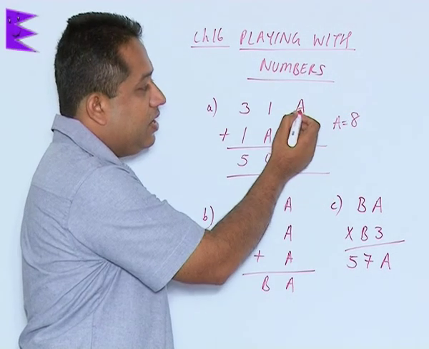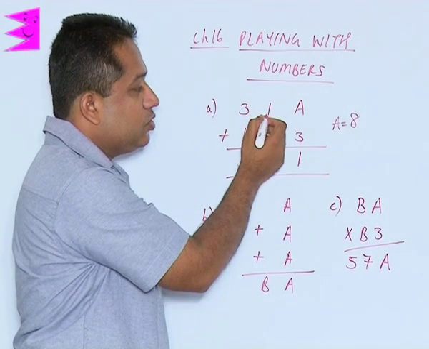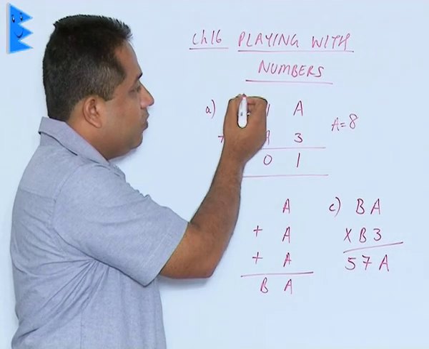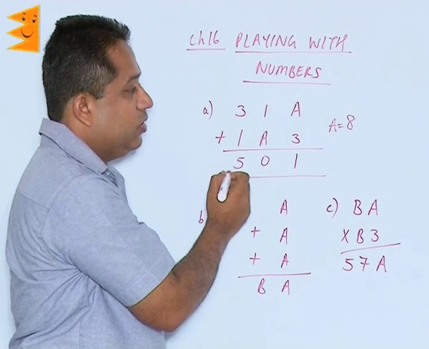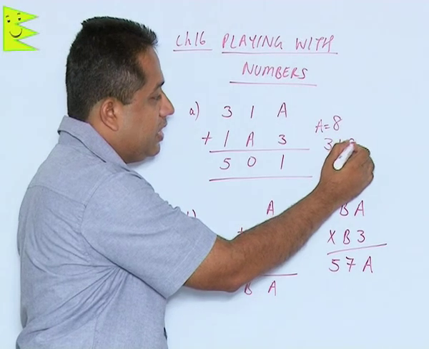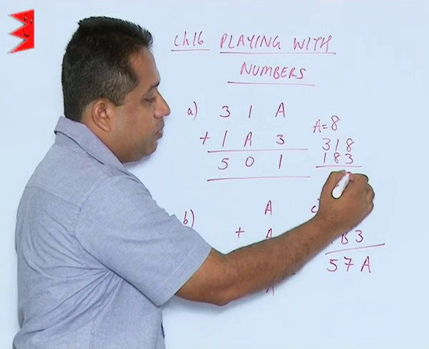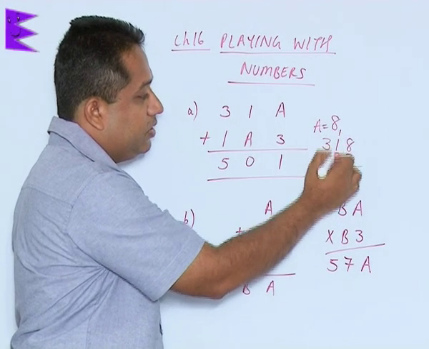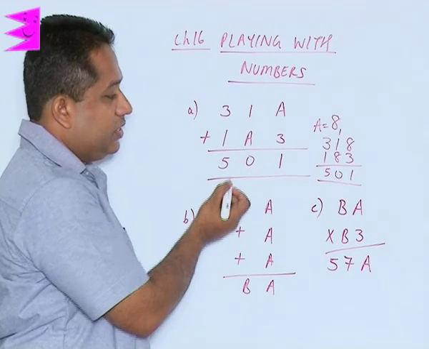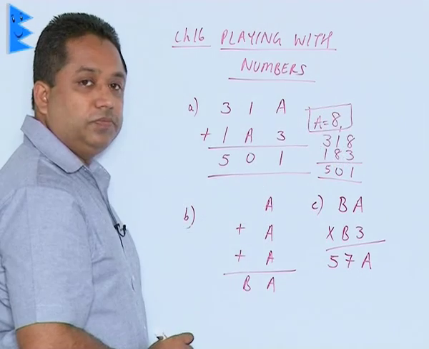So, I can say here A is 8, 8 plus 3 is 11, 1 and 1 carried. So, 1 plus 1 is 2, 2 plus 8 is 10, that is why we have written 0 here, and 1, 4, 5. So, 501. If I am putting 8, everything falls into place. This will become 318 and this is going to become 183, and the total is 8 plus 3, 11, 1 carried over, 0, 1, 501, which is giving me the answer as per the question. So, the value of A in the first part will be 8.